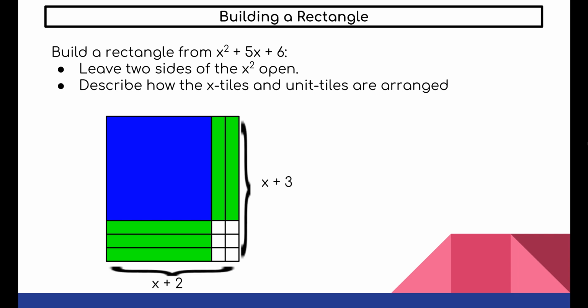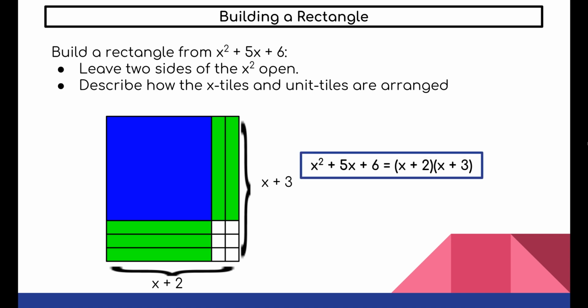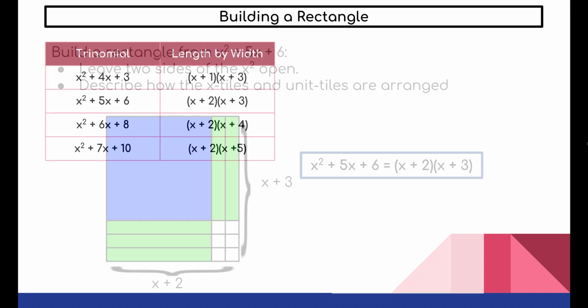Our rectangle has a dimension of x tiles across the bottom and 2 unit tiles. And along the side, it has a length of 1 x tile and 3 unit tiles. So the area of x squared plus 5x plus 6 can be represented by a rectangle whose dimensions are x plus 2 by x plus 3. And again, students may immediately notice 2 times 3 is 6 and 2 plus 3 is 5. This is a critical understanding that we now want to synthesize.